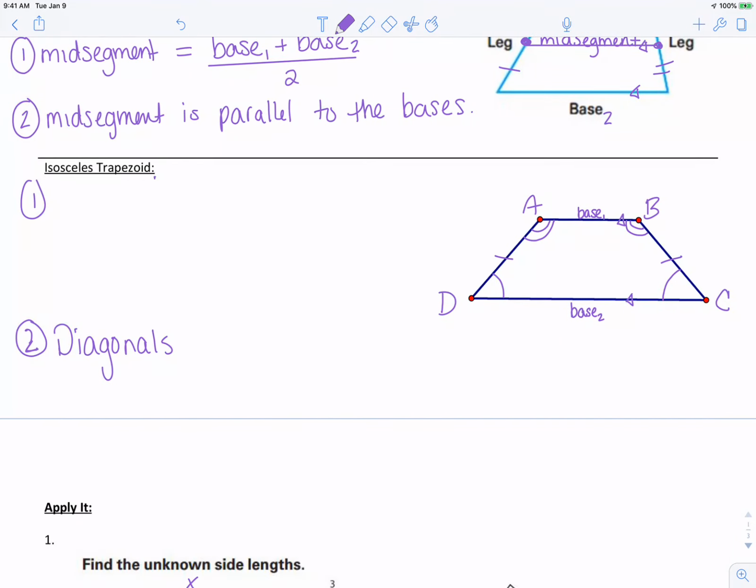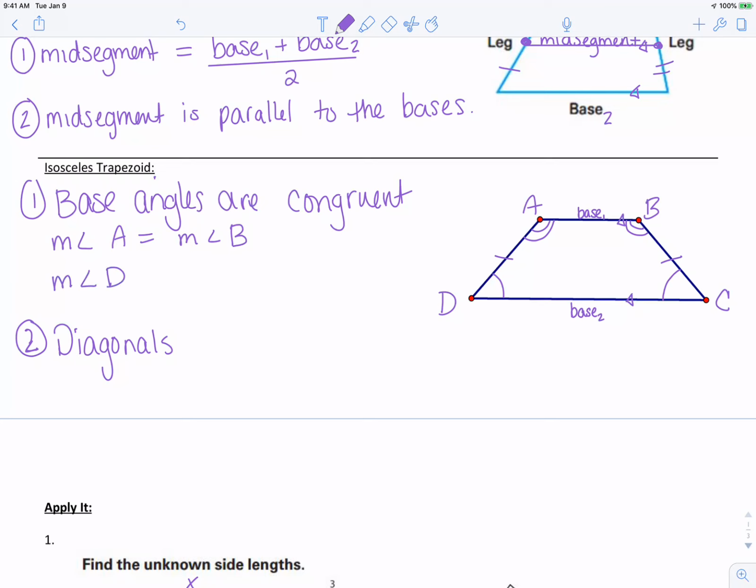So with an isosceles trapezoid, we know that base angles are congruent. So if you had a problem with one of those angles, you could set it up saying the measure of angle A equals the measure of angle B. You can also say the measure of angle D is equal to the measure of angle C.